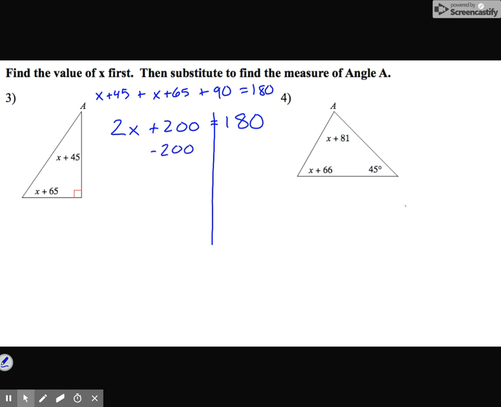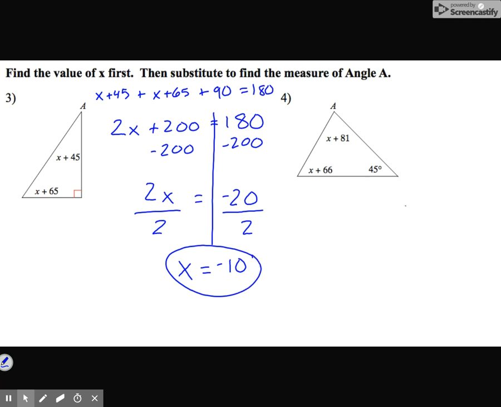So we subtract 200. That leaves us with 2x equals negative 20. Divide by 2. I was one step ahead of myself. Now we get x equals negative 10. Now I will take that value of x and substitute it in to find my angle measures. Negative 10 plus 45 equals 35. And negative 10 plus 65 equals 55.